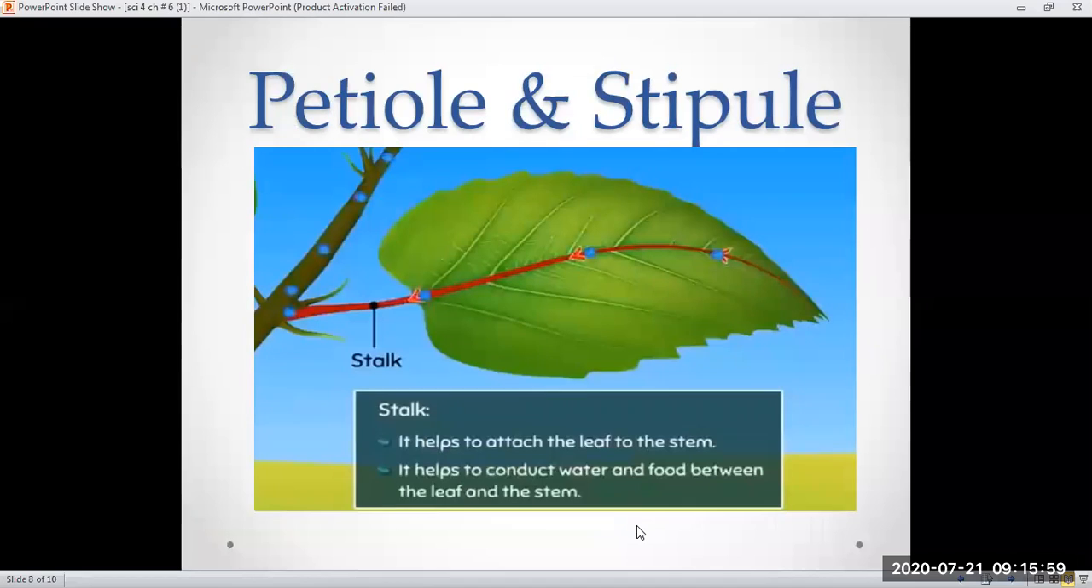Now next are the petiole and the stipule. You can see the petiole, which we can say is the stalk. This is the stalk of the leaf, and we call it the petiole. From this petiole, the food made by the leaf is transported. You can see the red area and the blue dots indicate the presence of water in the leaf, and this is the stem of a plant.